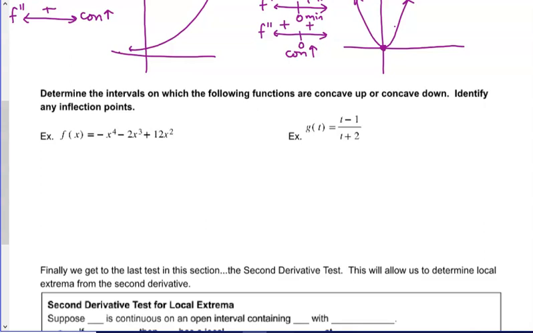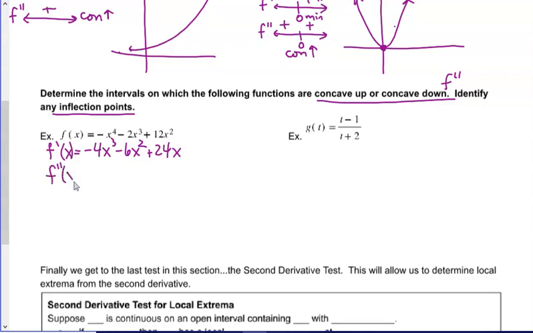Now, determine the intervals on which the functions are concave up or down and identify any inflection points. So if we're looking for concavity, we're looking for the second derivative, and we're looking for a sign change to be able to identify any inflection points. So what do we get for our first derivative here? First derivative gives me a negative 4x cubed minus 6x squared plus 24x, if I do the power rule. They're not asking me increasing, decreasing. They're just asking me concavity. So I'm going to go directly into finding the second derivative.